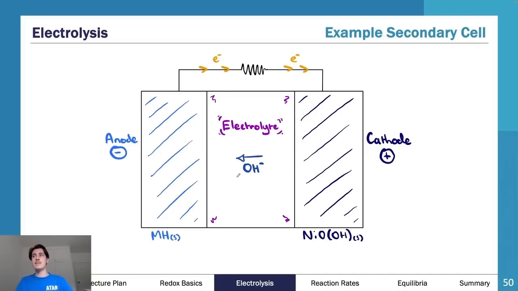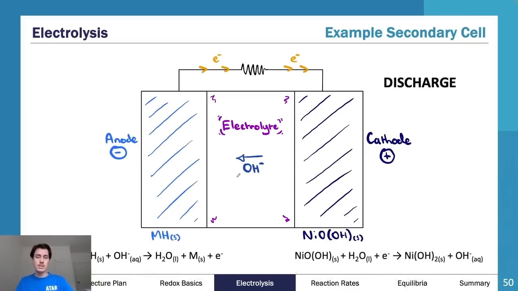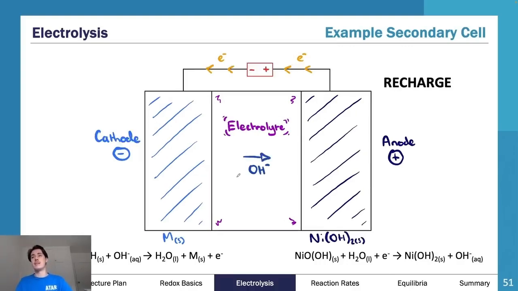And then what happens is that this is in discharge. This is our galvanic component of our secondary cell. We're in discharge. We're producing electricity. Bang. We now become the cathode. We now become the anode.